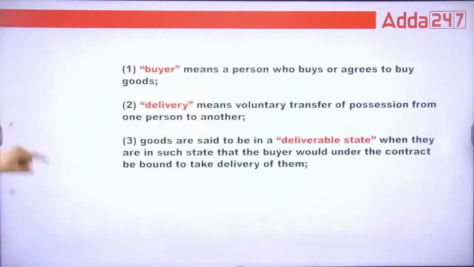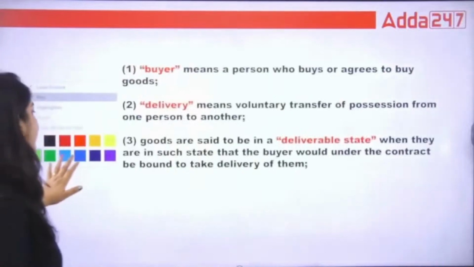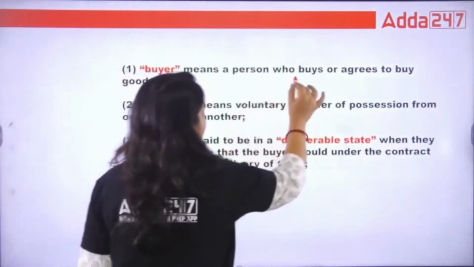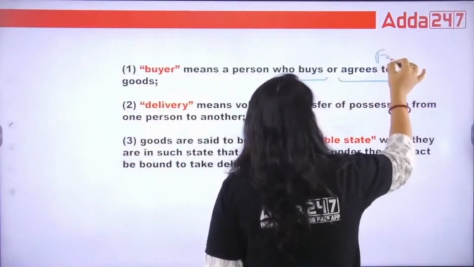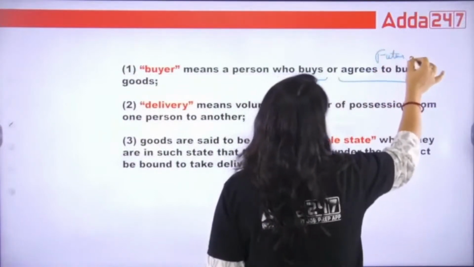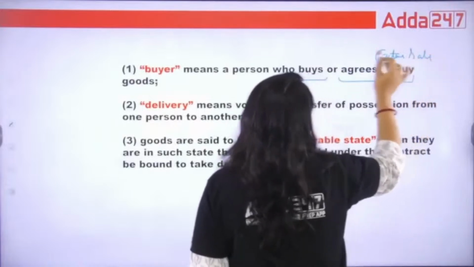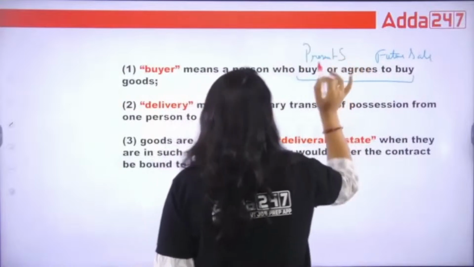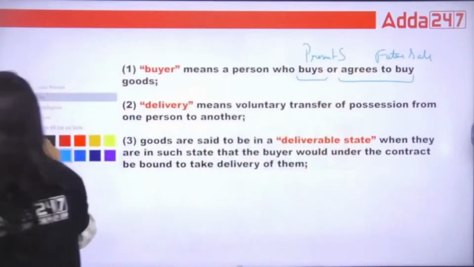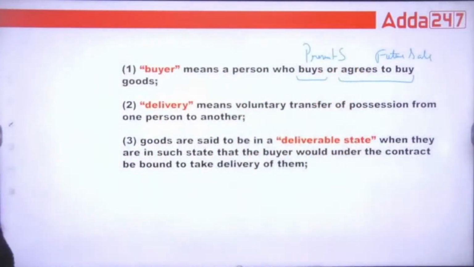So now let's start with the first one. What is buyer? Buyer means the person who buys and agrees to buy. What is agree to buy? This is your future sale and this is your present sale. That's it. See, this is your present sale.